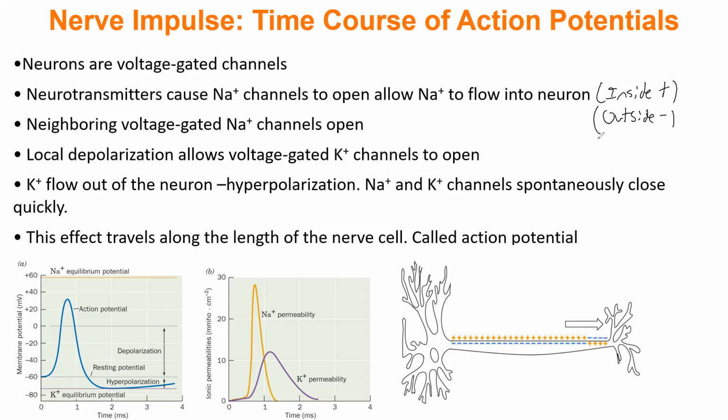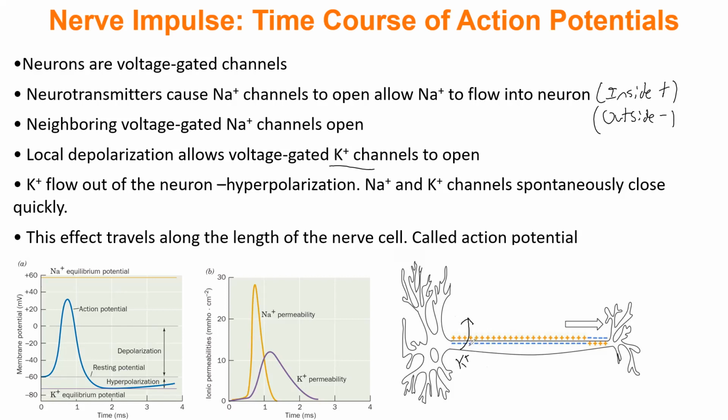And this change in charge allows a second voltage gated channel to open, and that's the potassium channel. So sodium flows in, the inside of your neuron becomes positive, and potassium opens. And when this potassium channel opens, potassium flows out. And this is called hyperpolarization. So much potassium flows out that this becomes way more negative.